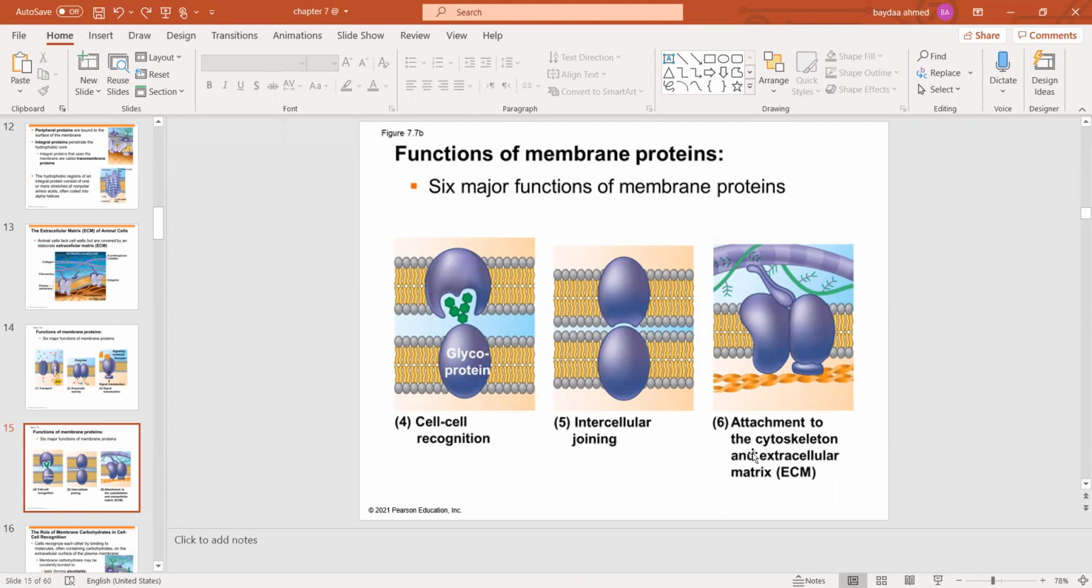In attachment of the cytoskeleton and extracellular matrix, microfilaments or other elements of the cytoskeleton may be non-covalently bound to membrane proteins, a function that helps maintain cell shape and stabilizes the location of certain membrane proteins.